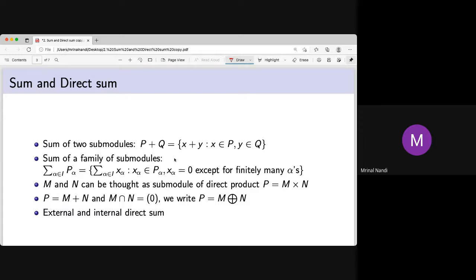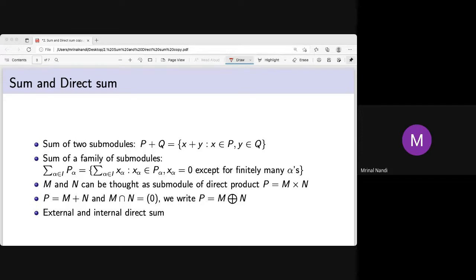Again, if it is a family of submodules, it may be arbitrary, not only 2 or 10, but maybe infinitely many, countably or uncountably many, any family of submodules. So P alpha is a family of submodules. Here it is just two: P1 is P and P2 is Q, say. So the index set has only 2 elements. Now the index set may have infinitely many elements.